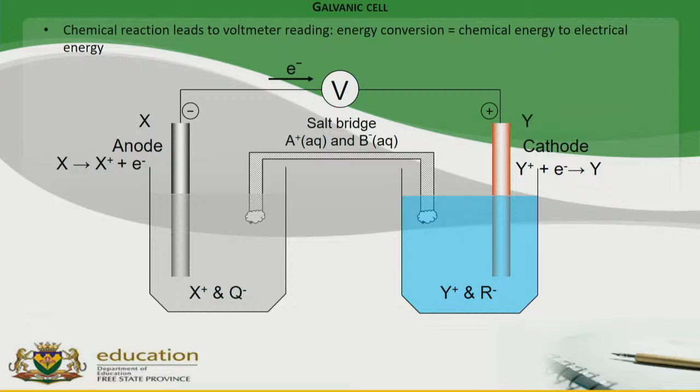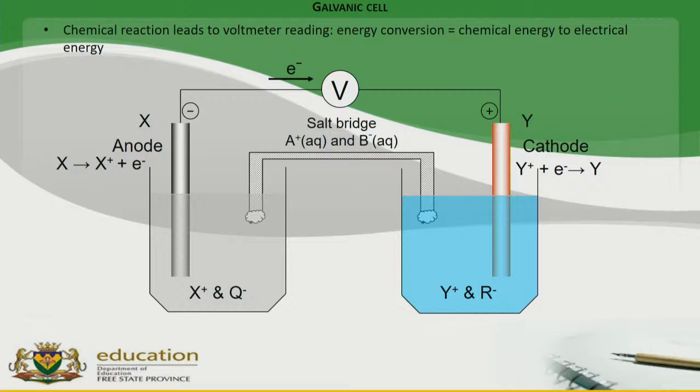electrolytic cell. But what is important is that whether it's a galvanic or an electrolytic cell, anode is that electrode where oxidation occurs. The cathode is that electrode where reduction occurs, whether it's electrolytic or a galvanic cell. At the anode, oxidation occurs. At the cathode, reduction occurs.